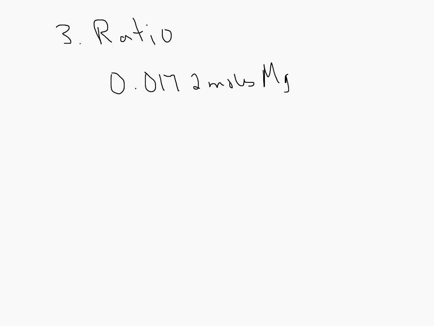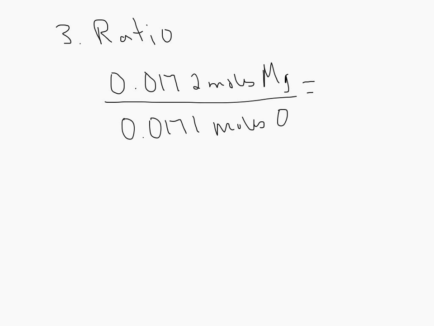Okay, so I'm going to put the moles of magnesium on top because it's my largest one, and put my moles of oxygen on the bottom. Now yours may be flipped from that, just you want to have the smallest one on the bottom. Obviously when we divide this out, we get a 1-to-1 ratio, meaning that we have 1 magnesium for every 1 oxygen, so we can write our formula as MgO, magnesium oxide.